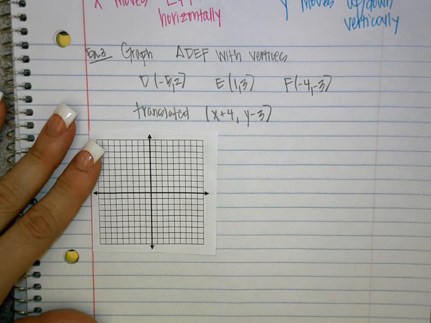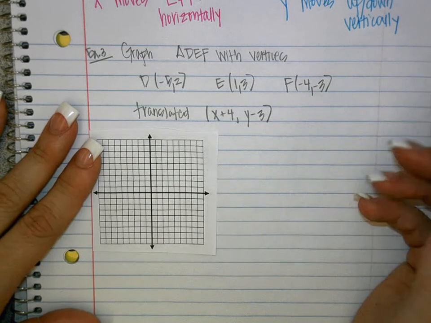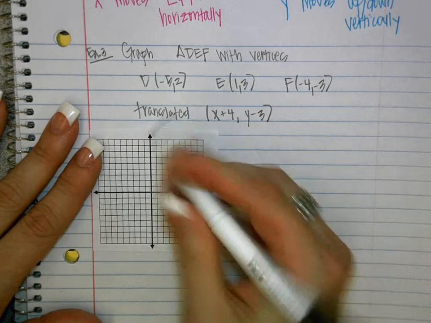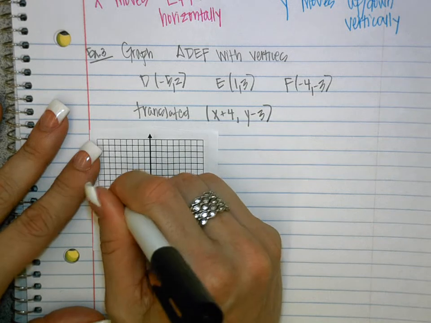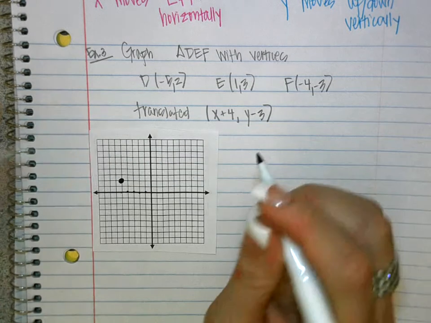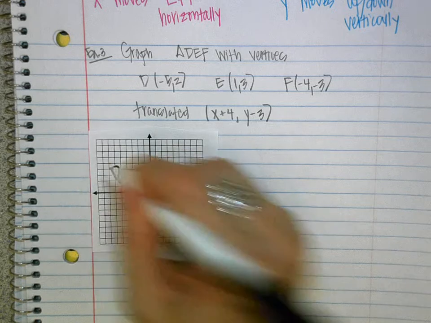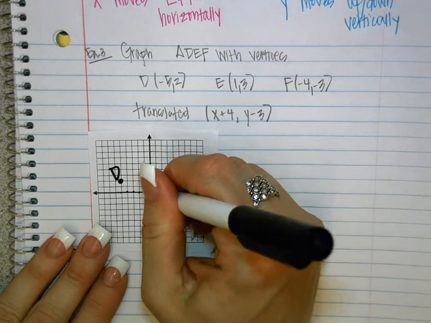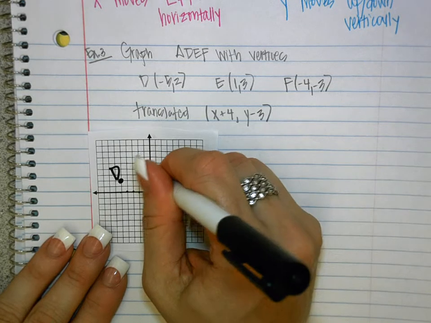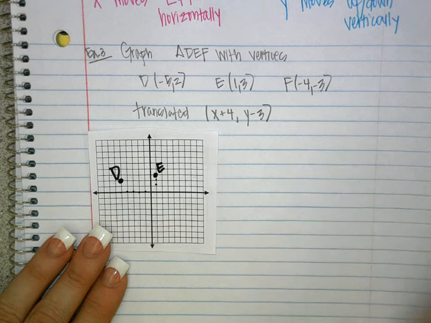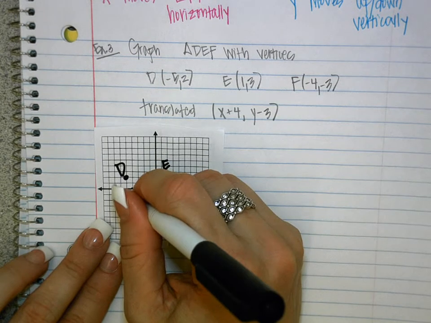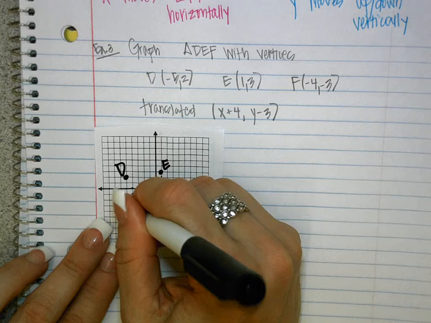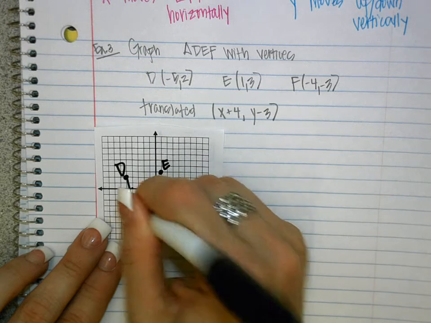So if I start by plotting my points, -5, 2, that means go to the left 5 and up 2. That's your D prime, or D, excuse me. E is over 1, up 3. And F is -4, down 3. Connect your dots, make a triangle.